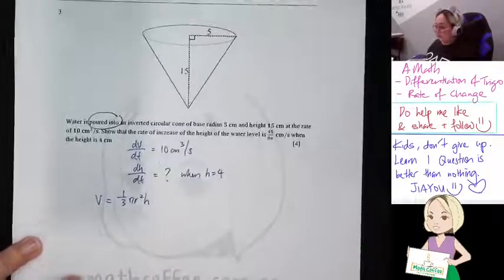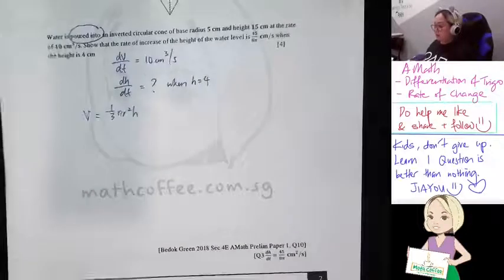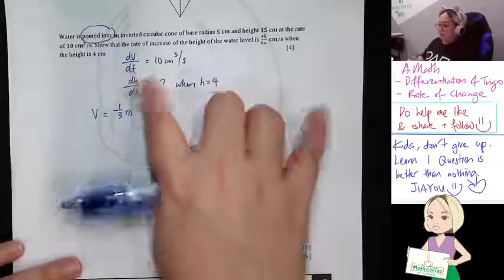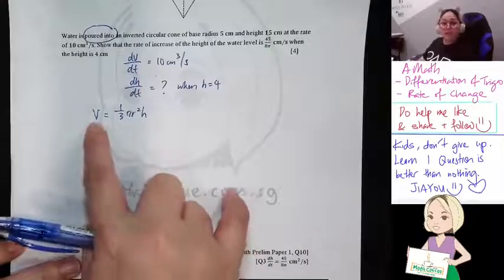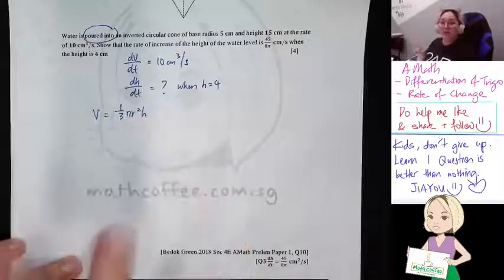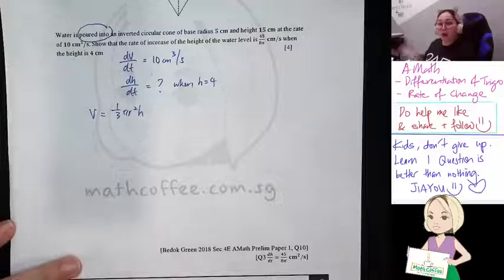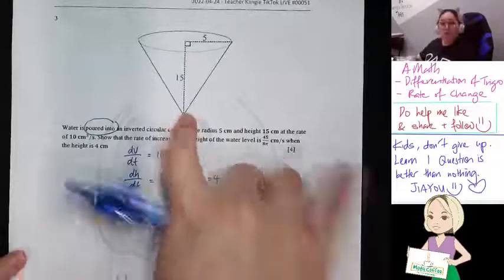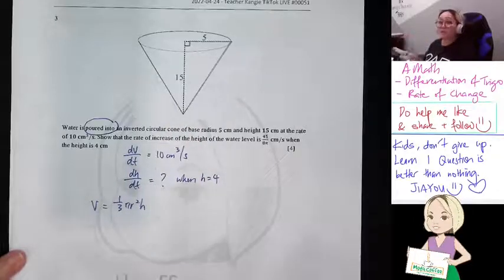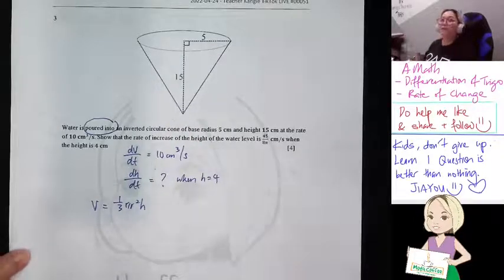Then I want you to do something, because I need V in terms of H, and you can see that this is V in terms of H and R. So I know that eventually I want to get rid of my R, but how? Every time you see this kind of question, you need to link it to similar triangle. Very important, you got to link it to similar triangle.